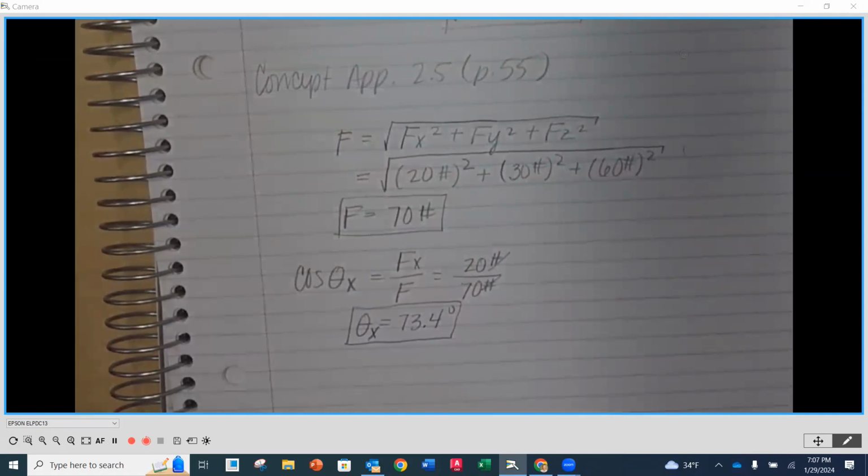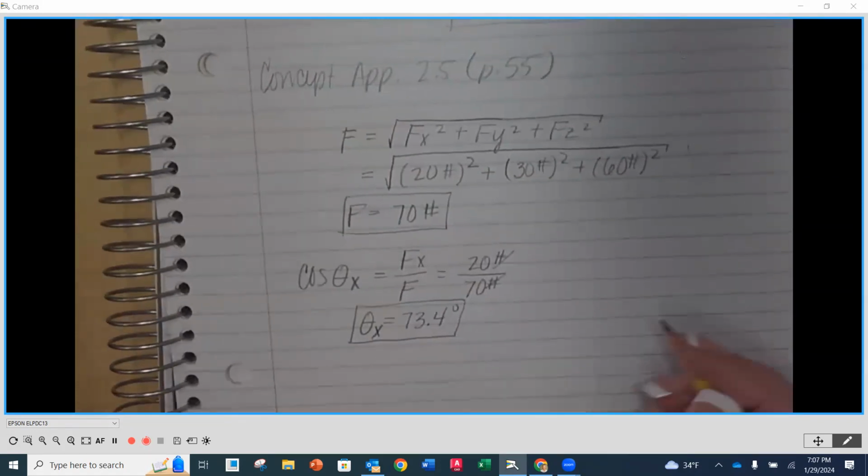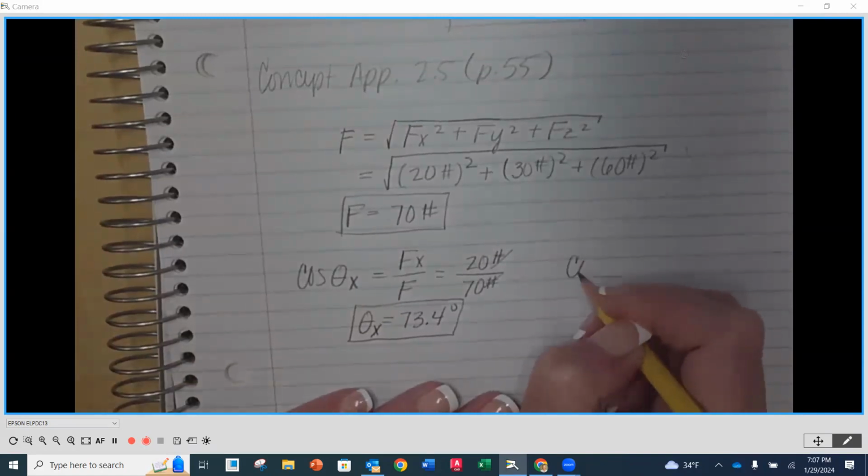Now we're going to do the same thing for theta Y. A lot of this is, okay, we do it once, and now we have to do it 2 more times because we have 2 more axes. So now we're going to do that same format.